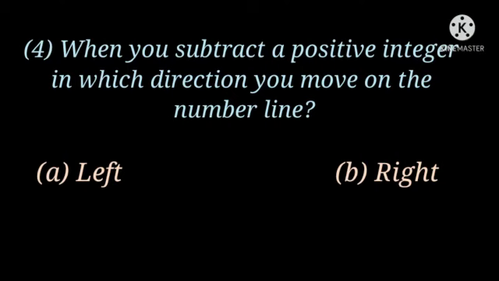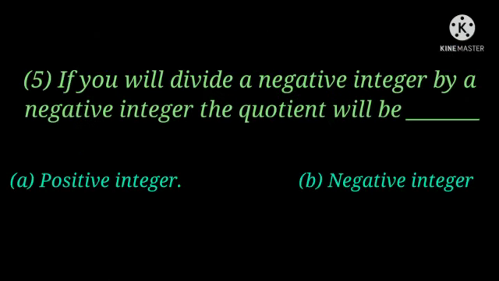Let's see the fourth question. When you subtract a positive integer, in which direction do you move on the number line? Your time starts now. Your answer will be left side. If you subtract any positive integer, you always move on the left side. So your answer will be left. Now let us see the fifth question.